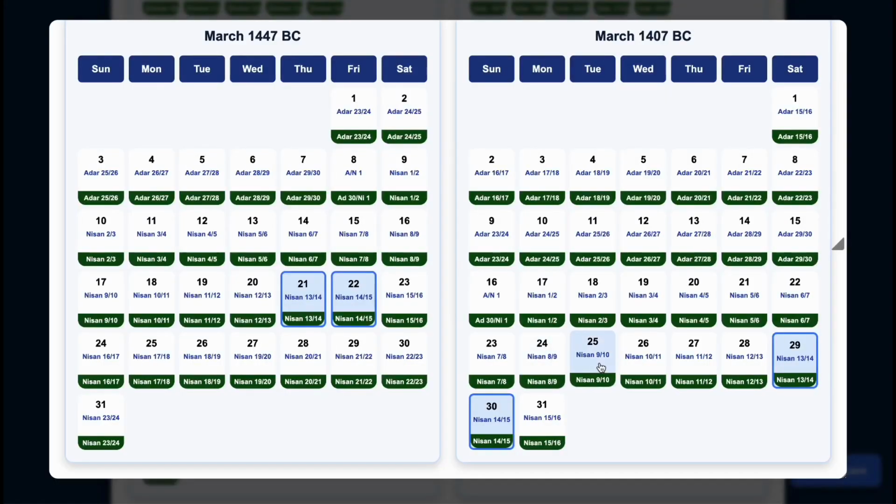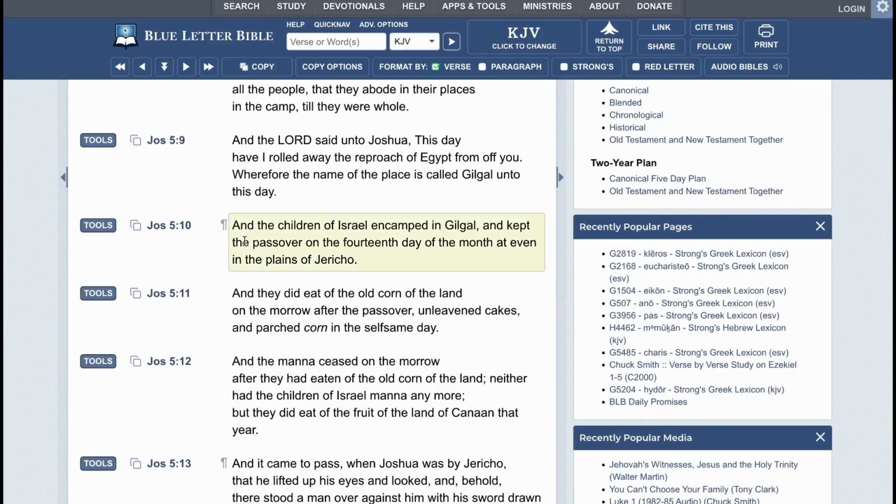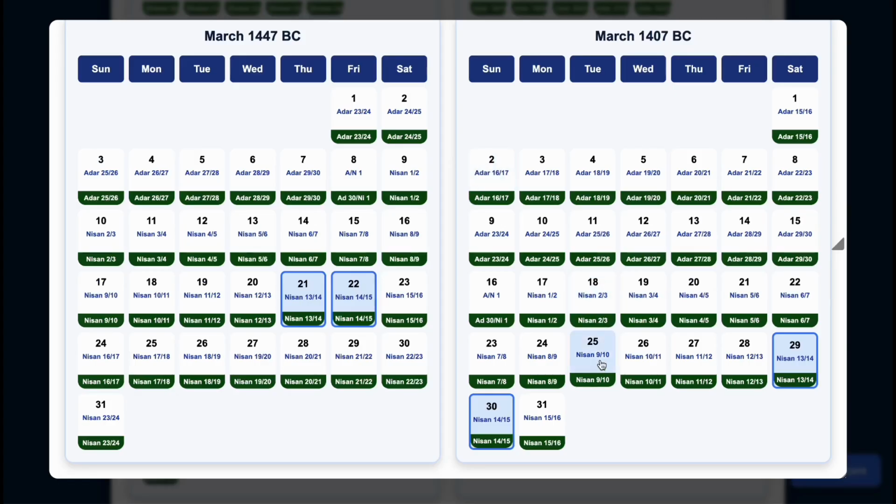And we know from the Bible that if we're on Nisan 10, Passover has to be on Nisan 14, 4 days later. And we read Joshua 5:10, "And the children of Israel encamped in Gilgal, and kept the Passover on the 14th day of the month at even in the plains of Jericho." And so, from the 10th, that would be 4 days later, because that's Nisan 14, they celebrate Passover. 1, 2, 3, 4. Nisan 13/14. This is when they celebrated Passover, March 29th. And it fits just like a puzzle.